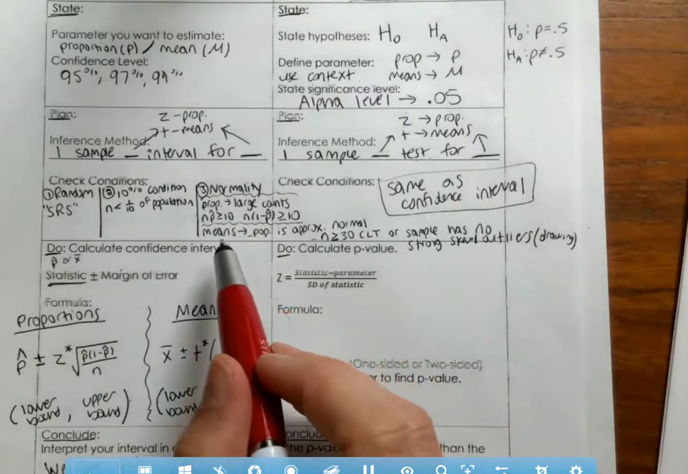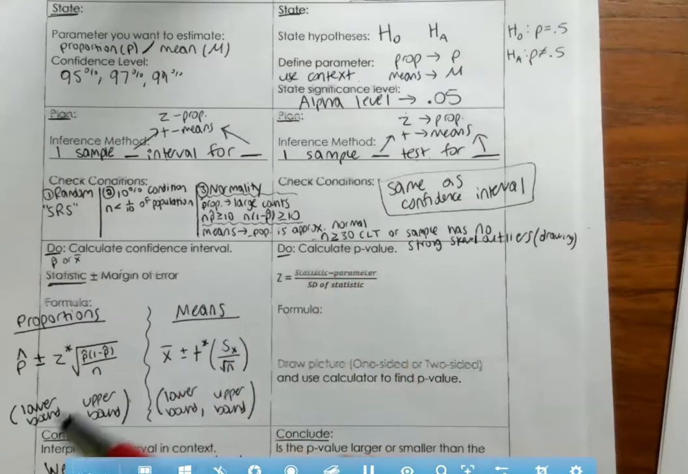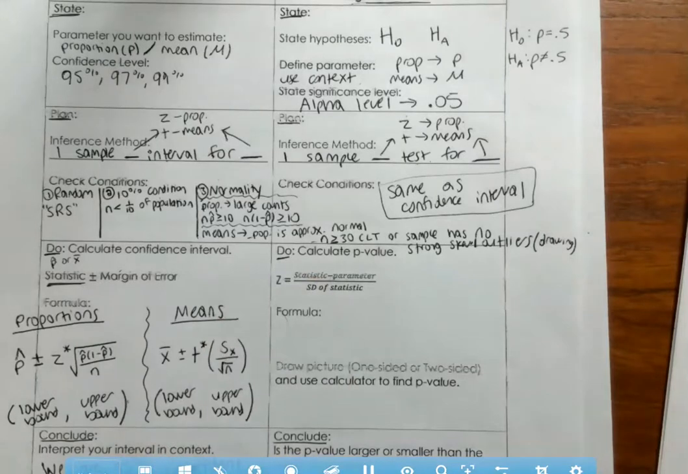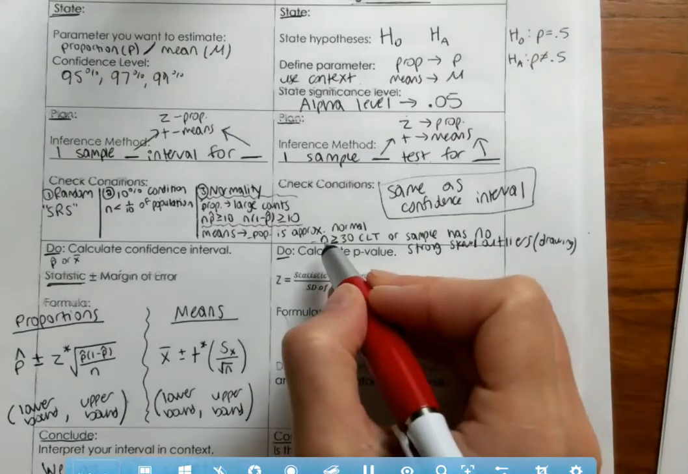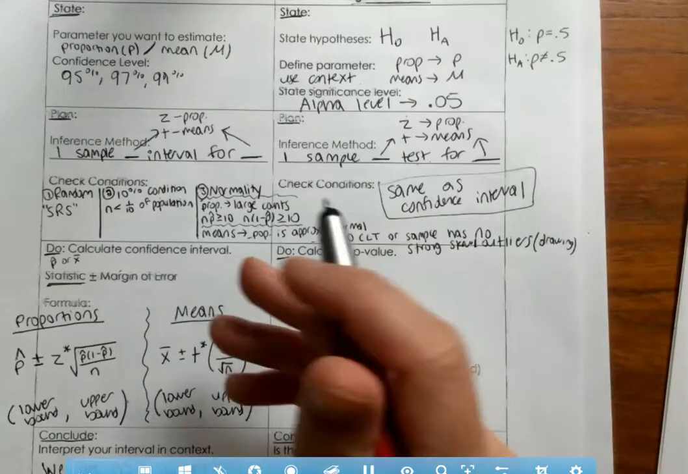Now, if we're in the world of means, then if your population is approximately normal, you can assume the sample is normal. So you could just state population is approximately normal. But they would have to tell you in the problem that the population that your sample is coming from is approximately normal. If they don't do that, then we can also assume normality using the central limit theorem, CLT. So if our sample size is greater than or equal to 30, CLT applies.